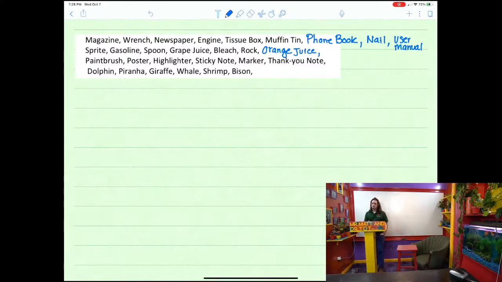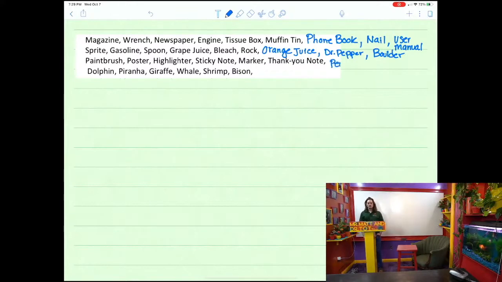Third example, paintbrush, poster, highlighter, sticky note, marker, thank you note. So to me, this pattern looks like something you write with, and then something you write on. So you paint with a paintbrush, you write on a poster, you highlight with a highlighter, you write on a sticky note, you mark with a marker, you write on a thank you note. So maybe we could have a pencil. We could write with a pencil. We could write that on lined paper. And another writing implement, we could use a pen. So maybe pencil, lined paper, pen, or some combination there.